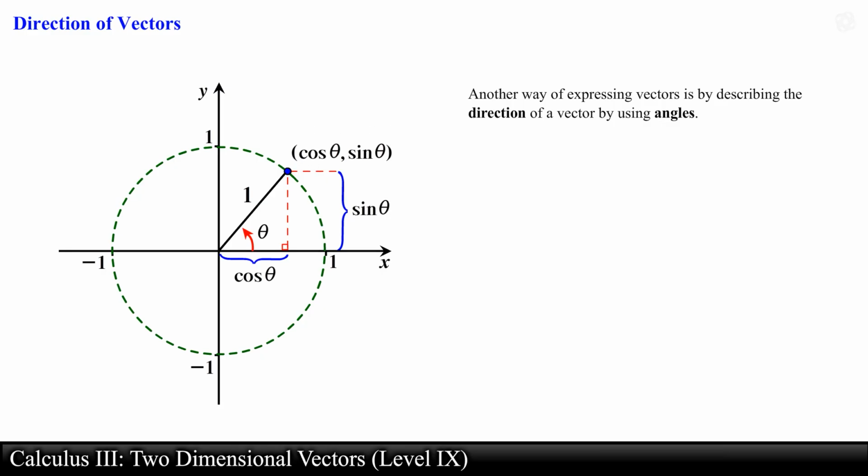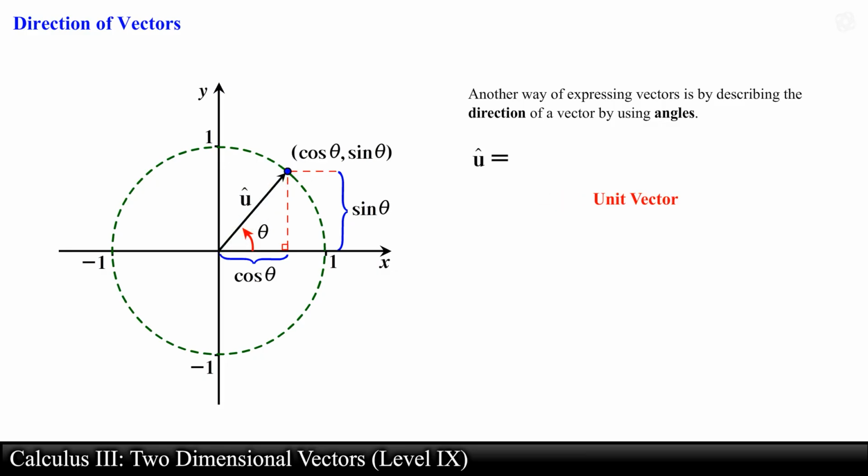Now let's take a look at the radius of the unit circle and convert it into a vector. This vector will be a unit vector since the length or magnitude of this radius is equal to 1. We will denote this unit vector as u hat.